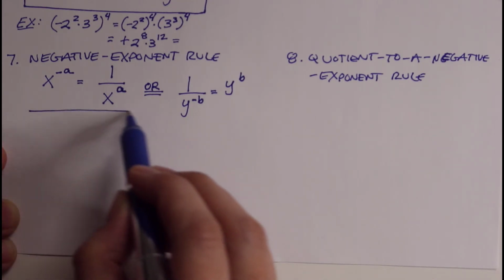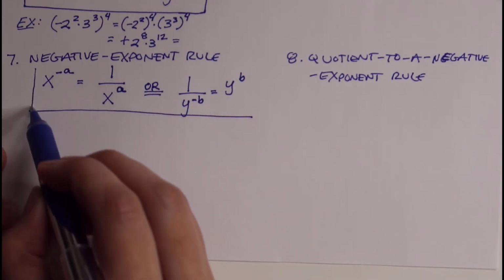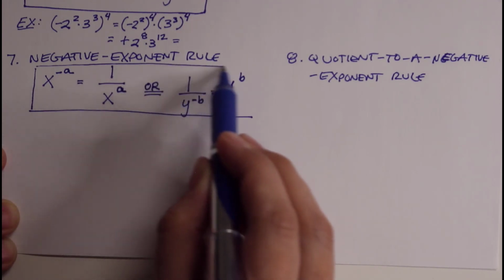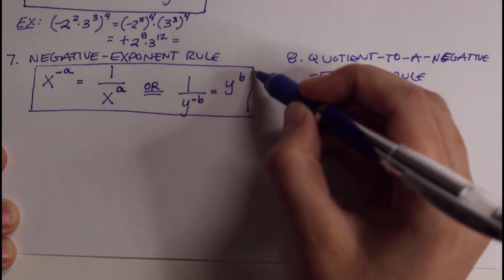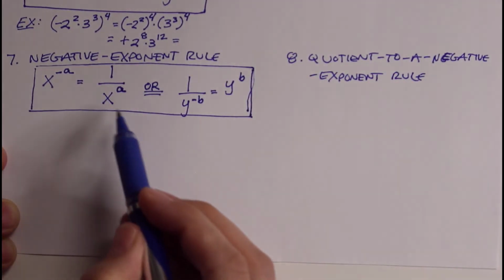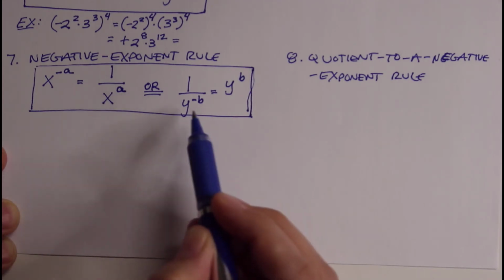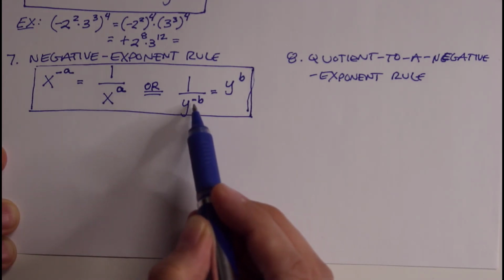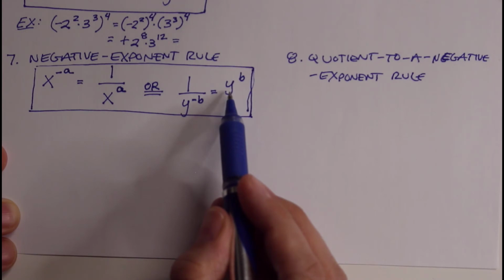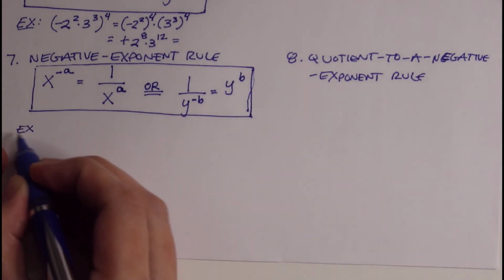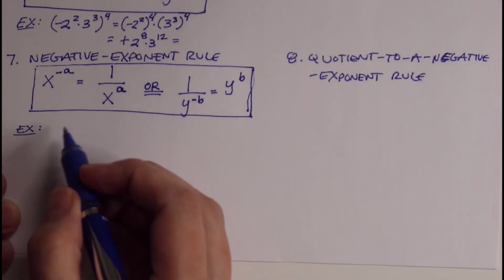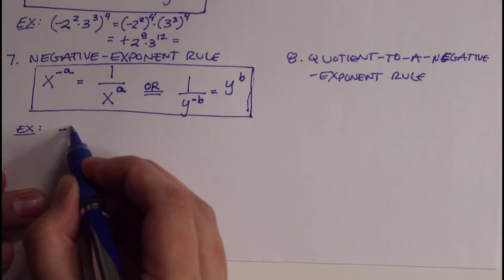So I would like to show people both of those because it just depends on where your base started. If it started in a numerator, the negative exponent moves it to a denominator. If it started in a denominator, the negative exponent moves it to a numerator. So let me show you an example of this because I see a lot of people mess up on this one. So take a look at this.